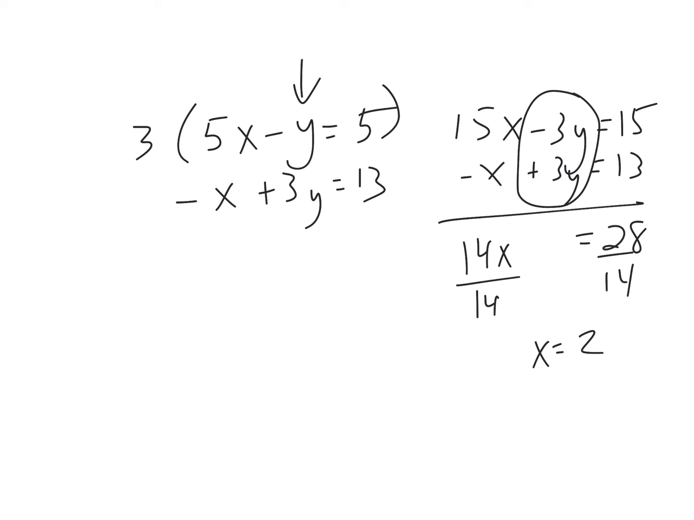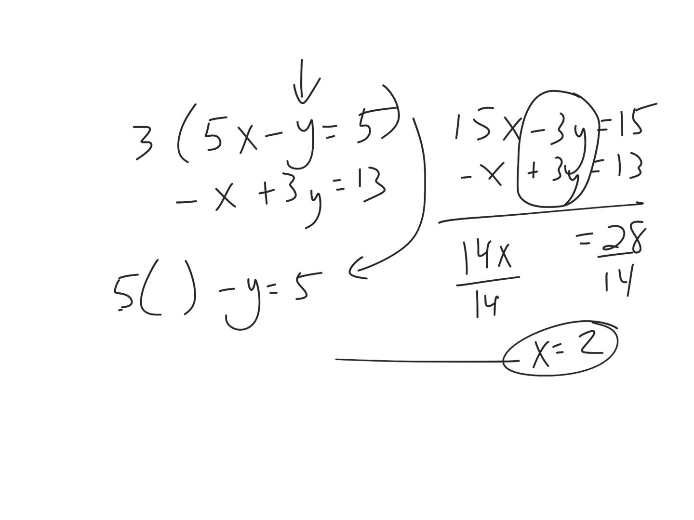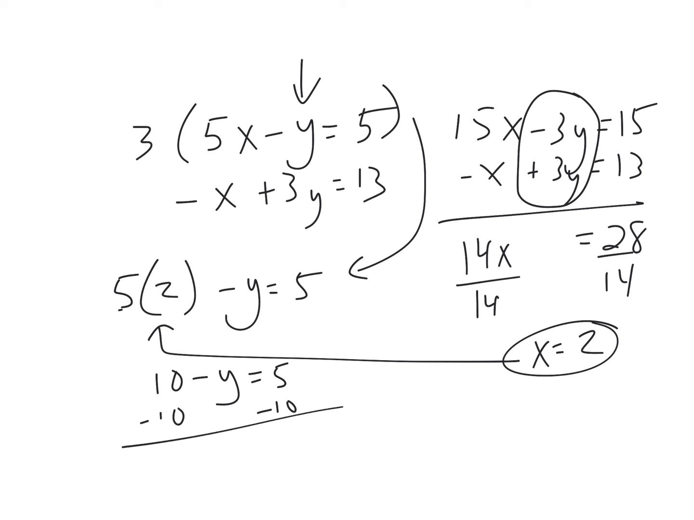Now, if I take that and plug it into either one of these two, I'm going to go back to the original one. 5 times x minus y equals 5. That's this equation right here. I'm going to put this guy right in here, right? So 10 minus y equals 5. So if I subtract the 10, that's going to give me -y equals -5. And I don't want -y, so I just changed the sign. So my answer there is 2, 5.